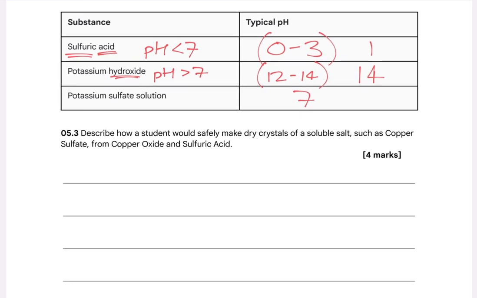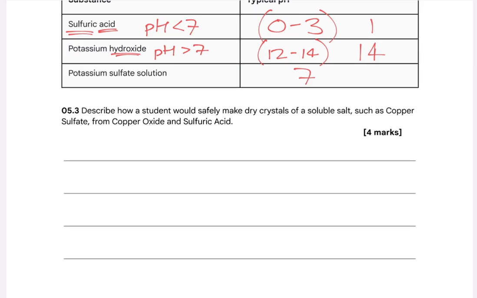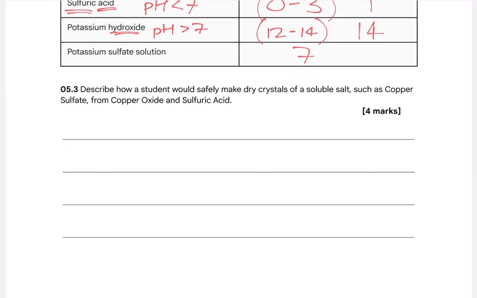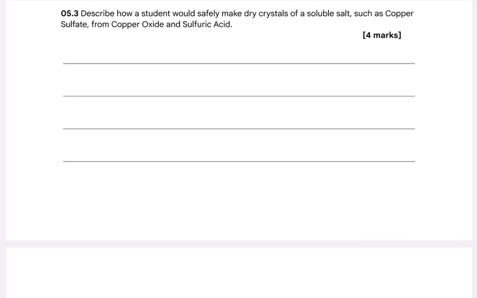Moving on then, again, a typical question here, a question which could turn up on any tier of exam: the preparation of the salt, how to generate a sample of dry crystals of your salt. This one's asking us to describe how the student would safely make dry crystals of a soluble salt, such as copper sulfate, from these two reagents.